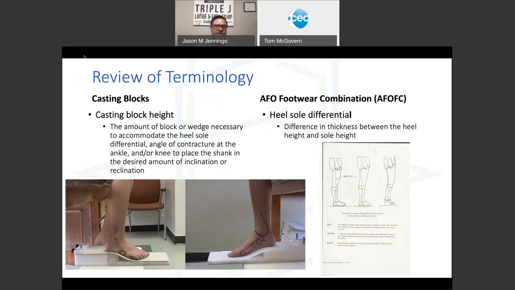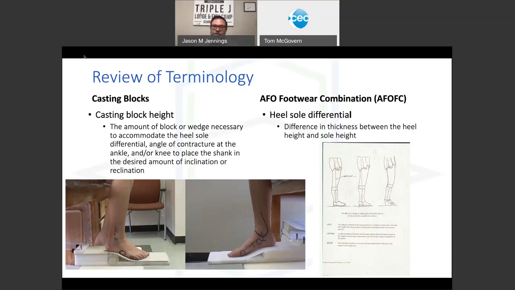Also taking into consideration where I want to place the shank in space, in inclination or reclination. The AFO footwear combination is also important to take into consideration, specifically the heel sole differential, being the difference between the thickness in the heel and the thickness of the sole at the ball of the foot.